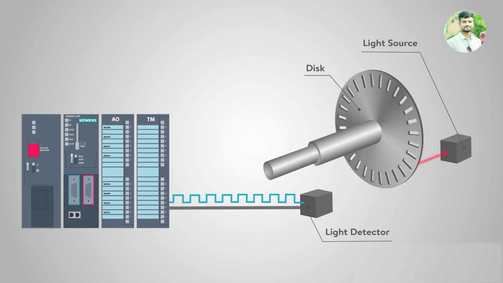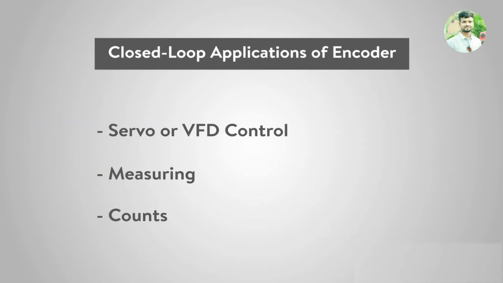Thus, the encoder's output. Encoders have a wide range of uses which include closed loop applications such as servo or VFD control, measuring, and counts. Here are some examples of processes that may use an encoder.